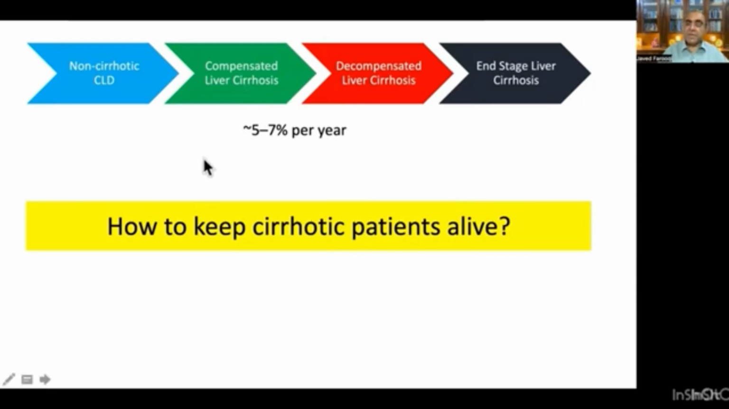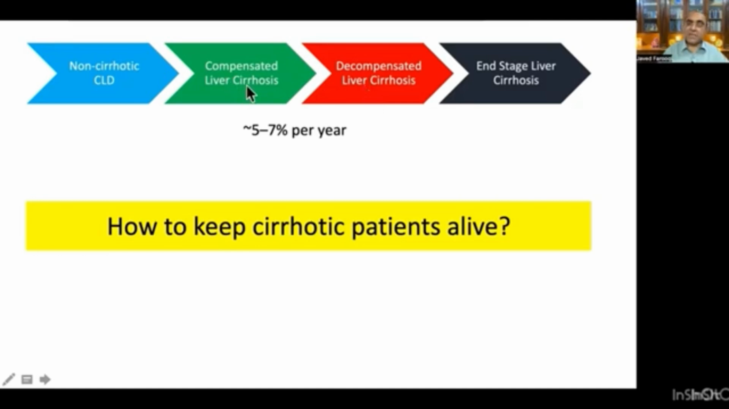And remember, it may not be the case that you find a patient with non-cirrhotic chronic liver disease and then you follow the patient as they develop compensated and then decompensated end stage. A patient can come to you at any of these stages. Rather, the patients who come to us in clinical practice are mostly in the decompensated liver cirrhotic stage.